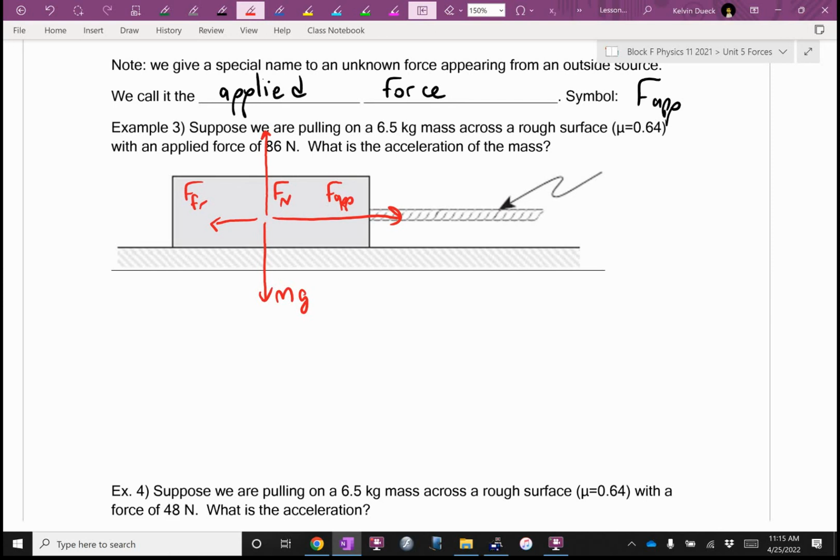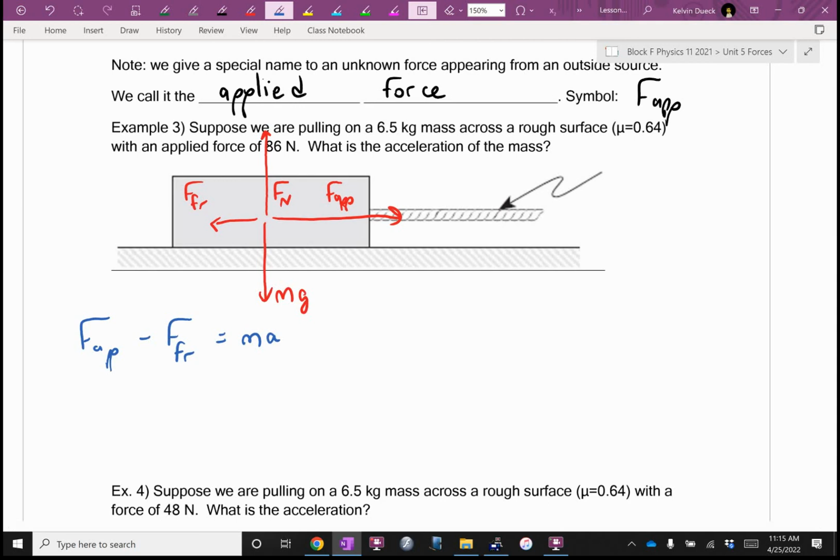Who's winning? Good. Who's losing? Equals always what? MA. Don't overcomplicate it. Winner minus loser equals MA. That's our equation. We're not anywhere near solving yet, but we can say winner, F applied, minus loser, friction, equals MA. There's my setup.